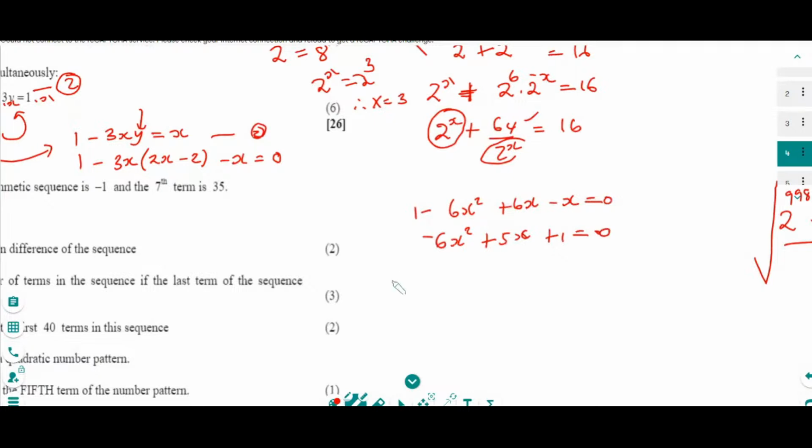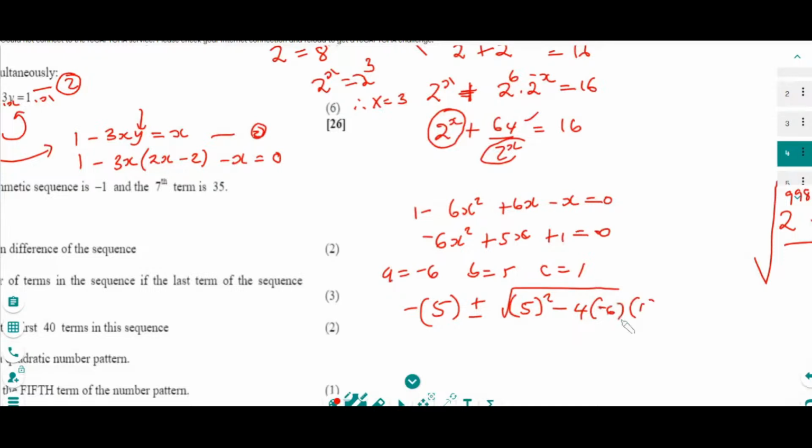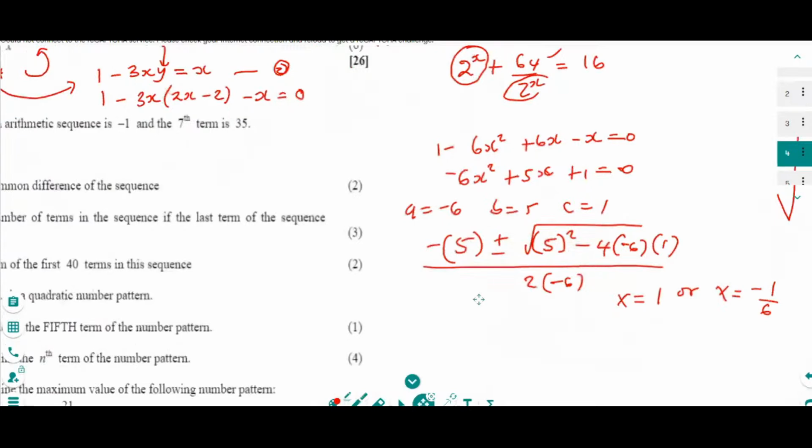I can choose to divide through by negative, or I can straight away use my quadratic formula. So if I use the quadratic formula, a is negative 6, b is 5, and c is positive 1. So it's going to be negative 5 plus or minus the square root of 5 squared minus 4 times our a, which is negative 6, and our c, which is 1, and then I'll divide this by 2 times negative 6. When I simplify this, the first x value is 1, and my other x value will be negative 1 over 6.